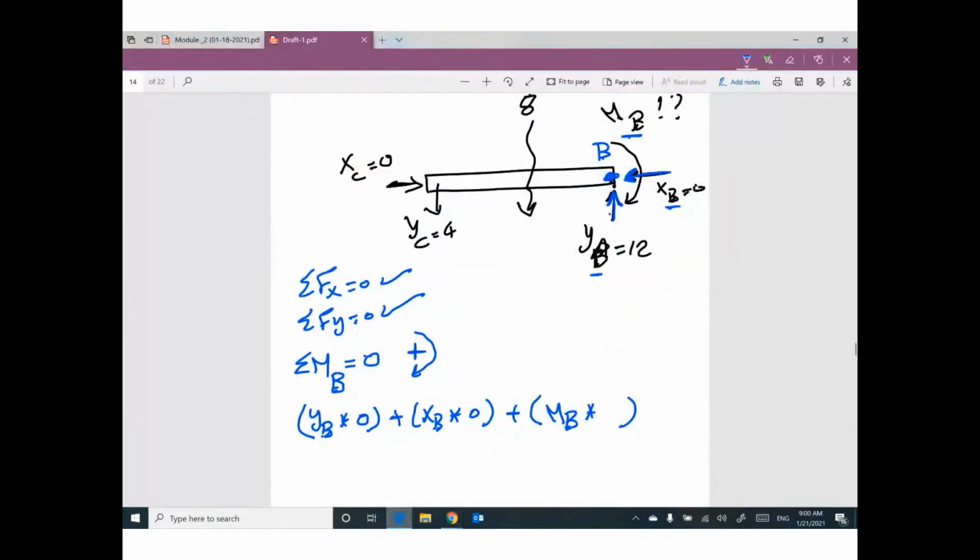What is the distance? Guys, be careful. MB at point B, XB at point B, YB at point B. So if you are taking a moment at B, YB will be times 0, XB times 0. What is the distance for MB? It should be 0 also or something different.